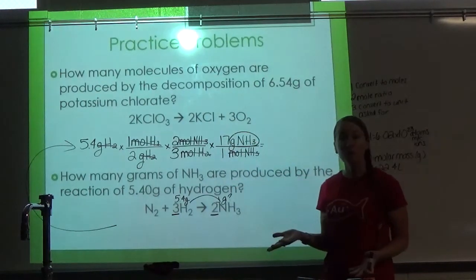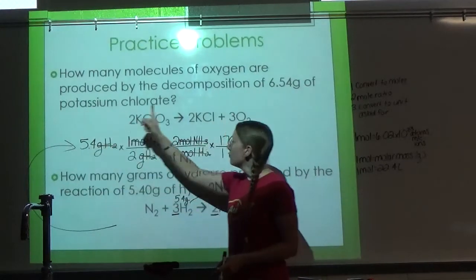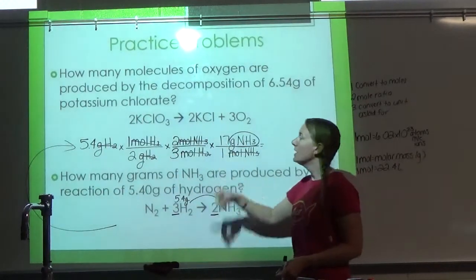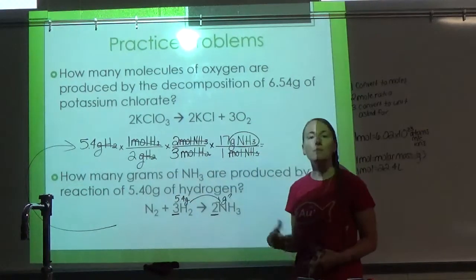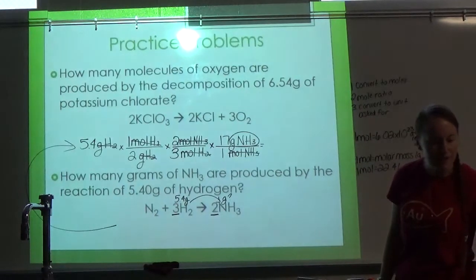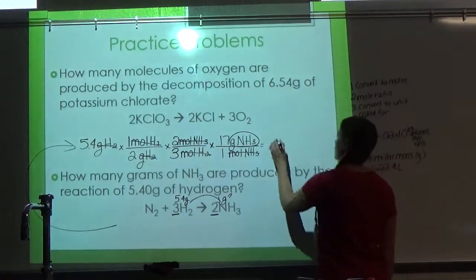So last step is multiply and divide. So I would do 5.4 times 2 times 17, because those are all on top. And I would divide by 2 and 3, because those numbers are on bottom. And so when I do that, I ended up getting 30.6 grams of NH3.